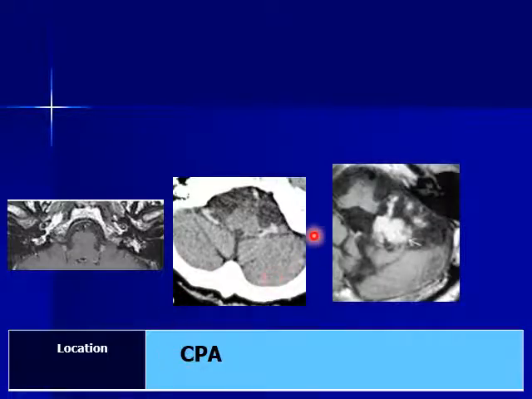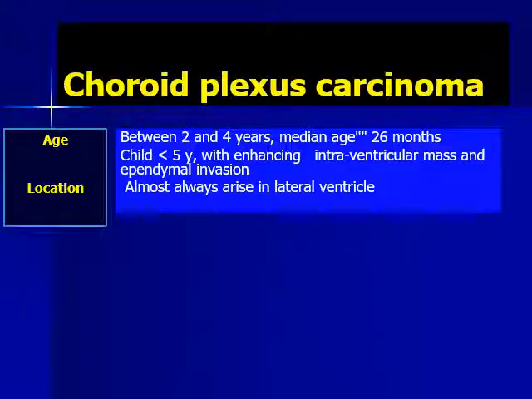Sometimes the choroid plexus papilloma may originate in the CP angle. As I have told you, the CP angle cistern contains both ependyma and choroid plexus. So choroid plexus papilloma may originate in this area. These are for our colleagues. And the counterpart of choroid plexus papilloma is choroid plexus carcinoma. It occurs between the 2nd and 4th years. The median age is 26 months.